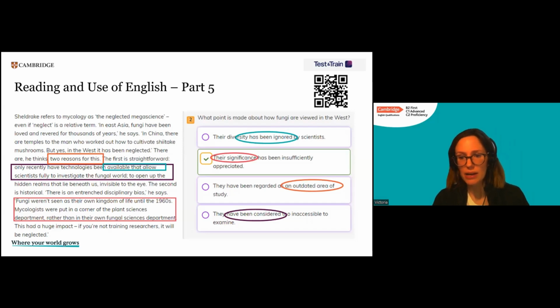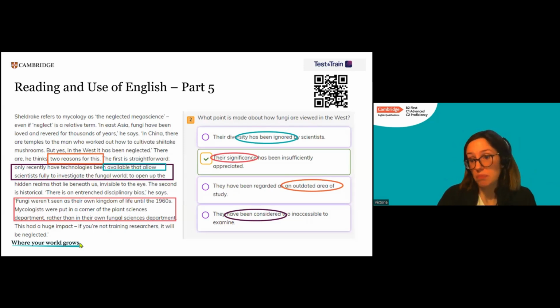Then they have been regarded as an outdated area of study. Well, there are different reasons mentioned here, but none of them refer to the idea that fungi has been viewed as outdated in the West. It is true that it had been studied for thousands of years in Asia, but this idea of outdated is not mentioned in the text. They have been considered too inaccessible to examine. Isn't the correct option either. Okay, as we can see here, because it was simply that the technology wasn't there.